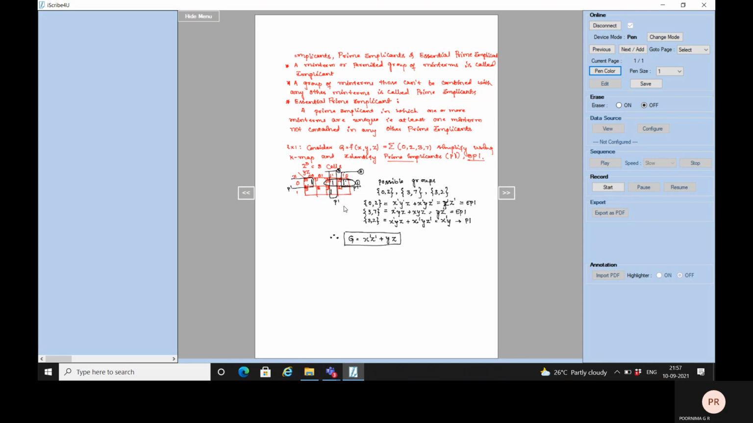I'll be stopping here. The identification of implicants, prime implicants, and essential prime implicants with respect to the K-map is done through this example illustration. In the next class, we will solve a few more problems related to these K-maps.